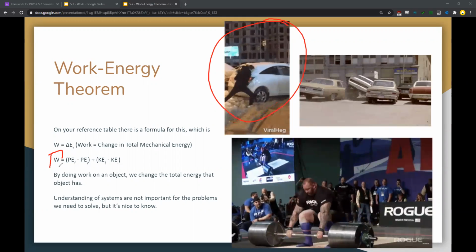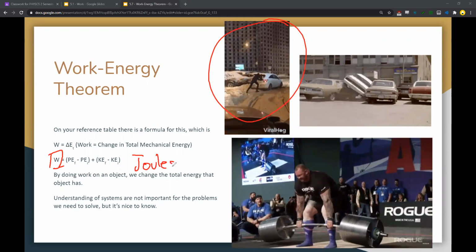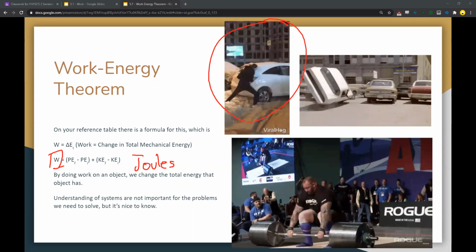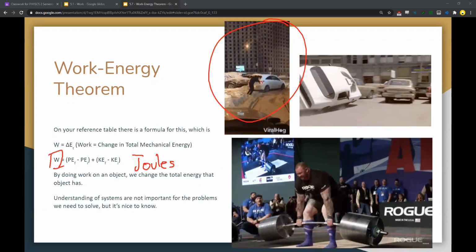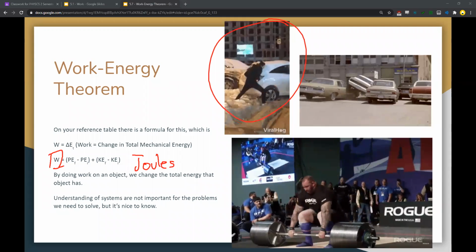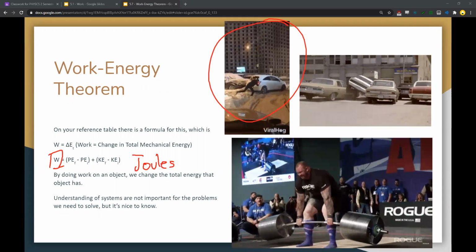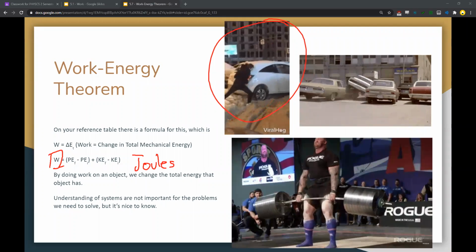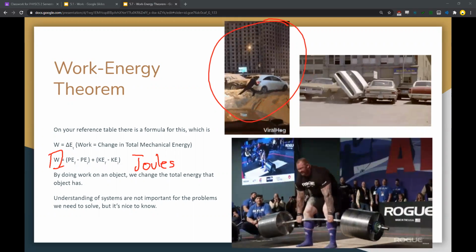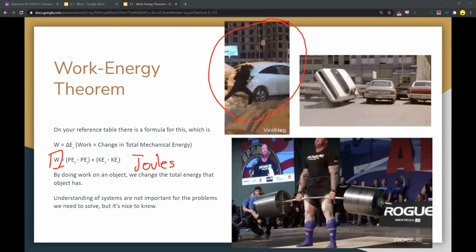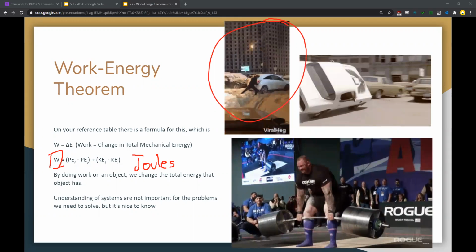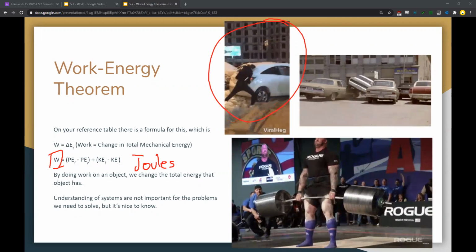And work, guys, again, to remind you, work is measured in joules. You're expending energy. This guy who is pushing this car is expending energy. Where does that energy go? Into the car, and the car gains kinetic energy. Yes. You did work on this car and the car gains kinetic energy. This guy expended energy and that energy got transferred into the car's kinetic energy.